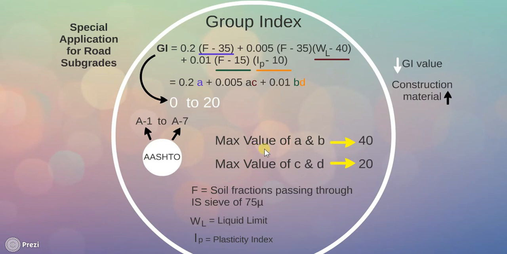Please note that maximum value of a and b can be 40 and maximum value of c and d can be 20. So F minus 35 and WL minus 40 as well as F minus 15 and IP minus 10 should be maximum this, not greater than this. Group index is, in simple terms, a special value which decides the application of the soil in road subgrades.